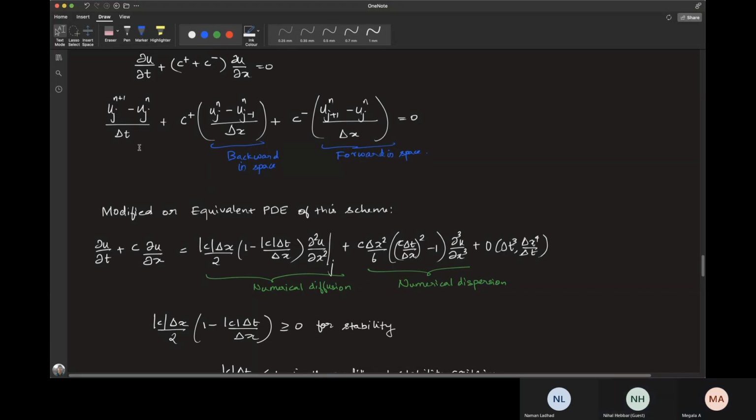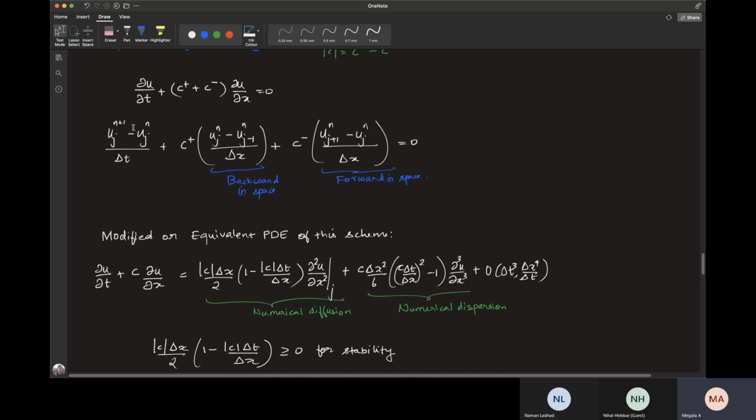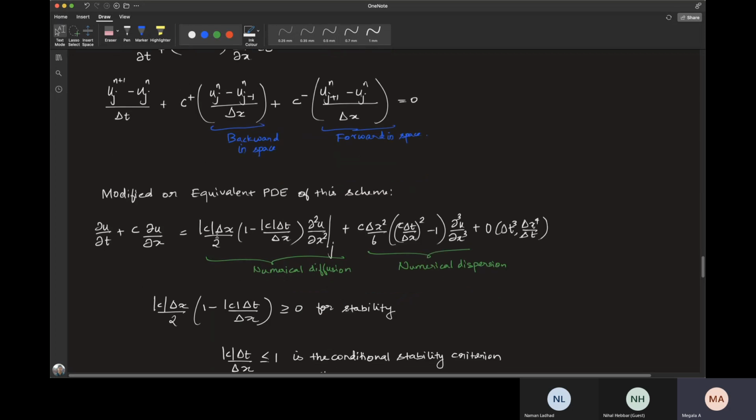Yes, we have seen last time, you approximate each of these quantities here by Taylor series expansion and combine them in a way that you get the left hand side of your governing equation here, and on the right hand side you have some truncation error terms. The first term is the numerical diffusion term because it is an even order derivative of u, and the next term is the numerical dispersion term because it's an odd order derivative of u.